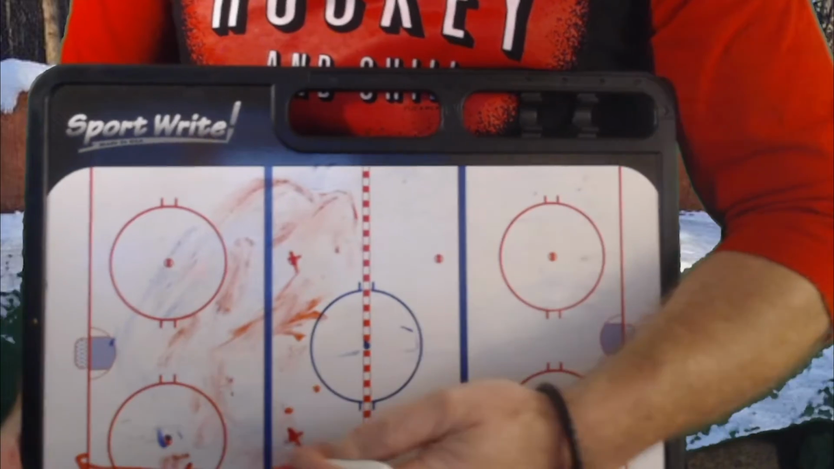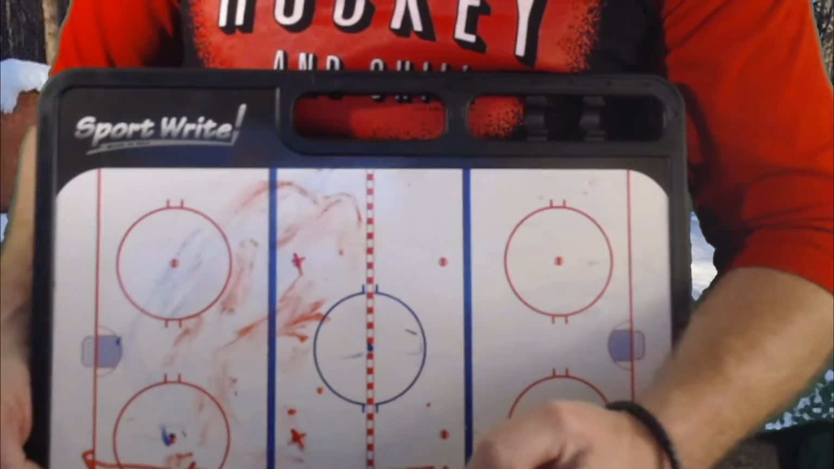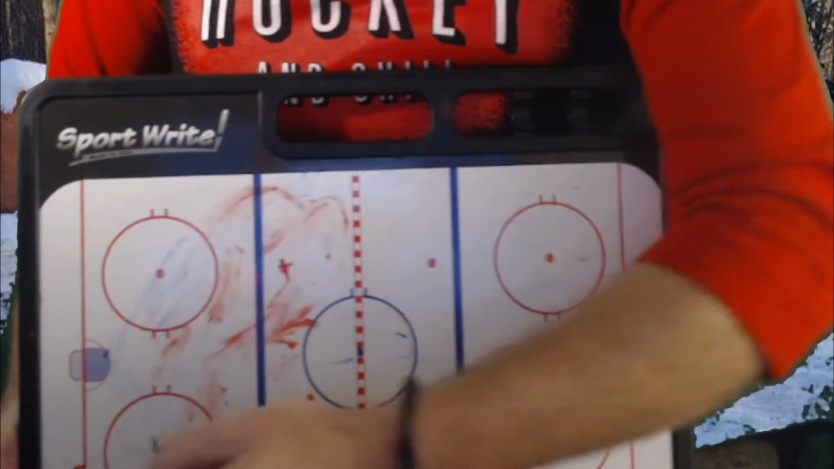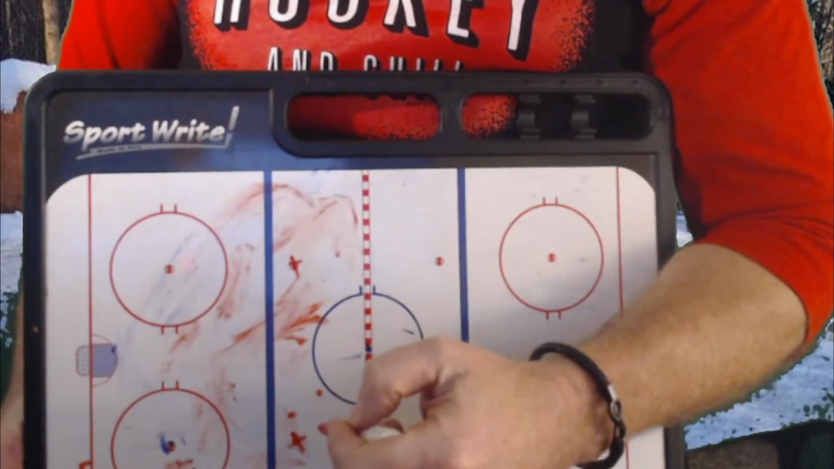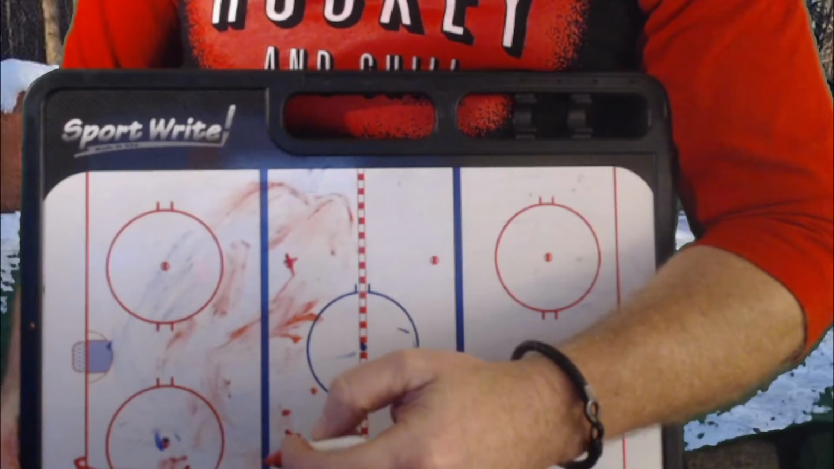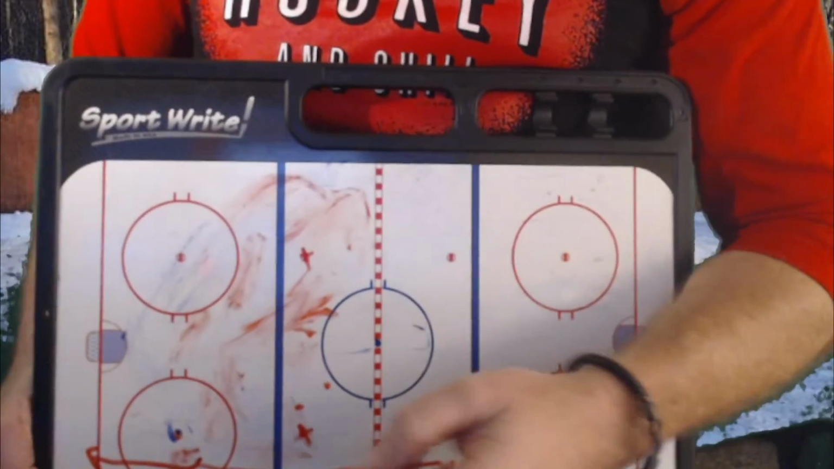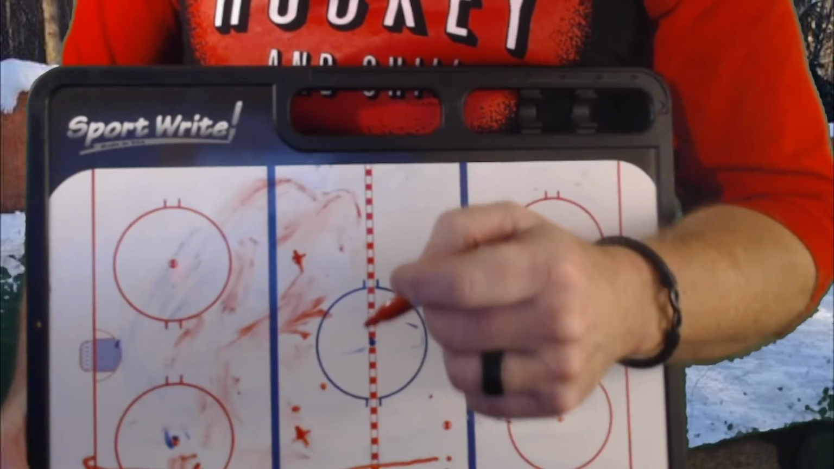You'll see if they do that, the ref's going to raise their hand, signaling that there's going to be an icing. If it makes it all the way there, all the way to the goal line, they will blow the whistle and call an icing.